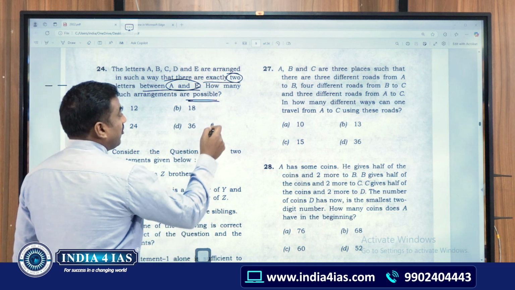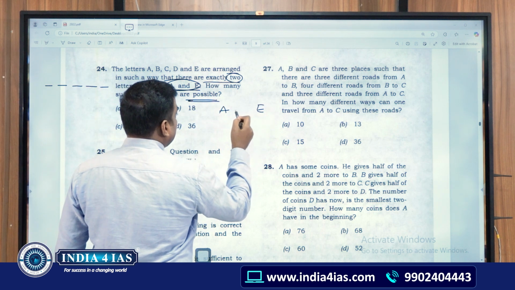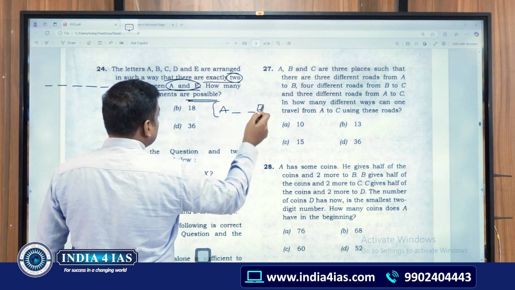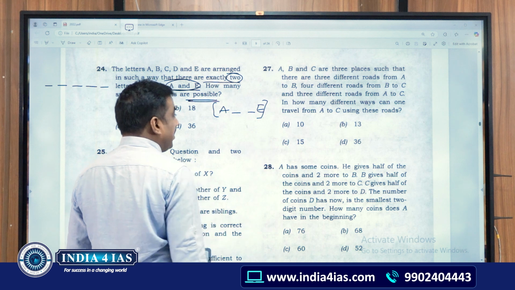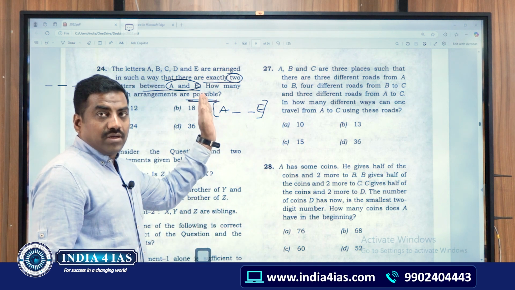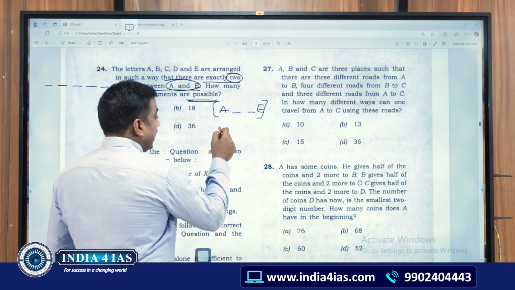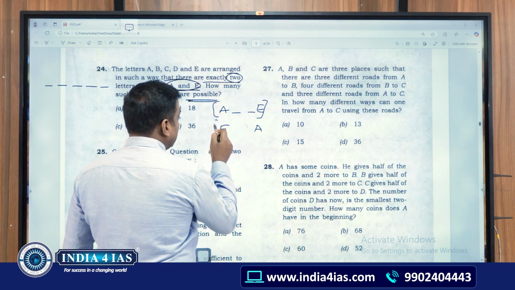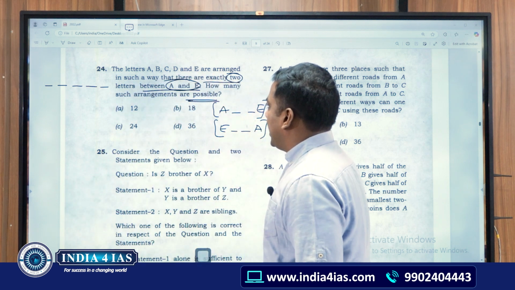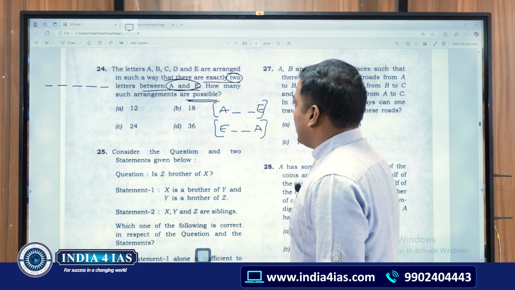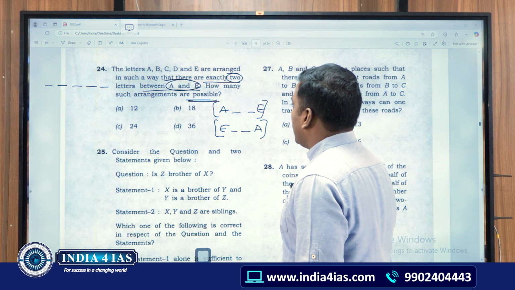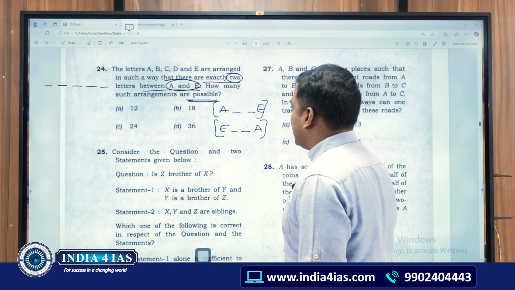If A and E are there, exactly 2 letters are between them. So among 5 places, 4 places are fixed. And when they say between A and E, you need not consider just A first and E later. It can be E and A also. So exactly 2 letters between.